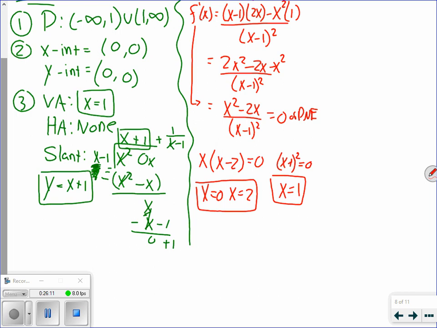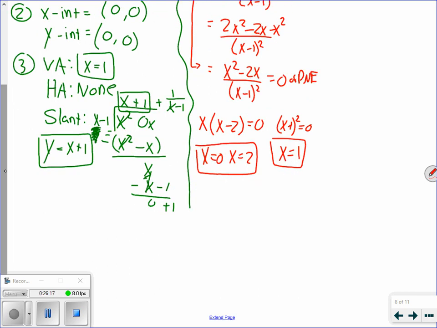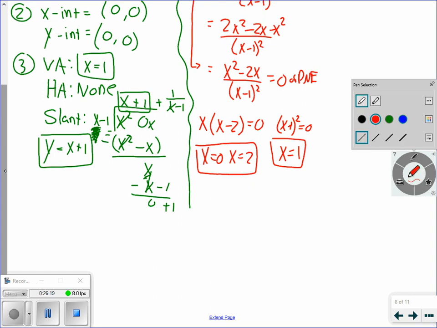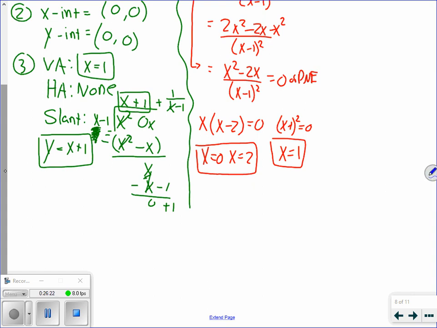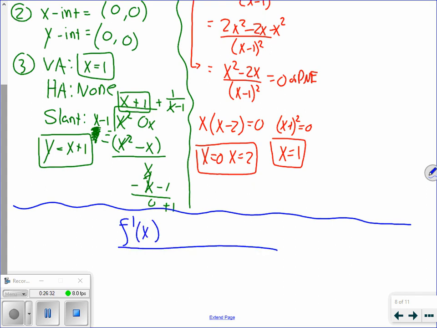So I'm going to put those on my number line, and we're going to look at what those critical points could possibly be. I'm going to do that in blue. So what we have is f prime of x. I'm going to put 0, 1, and 2. And we're going to test some points by plugging them into my derivative function, which is this function here. So maybe test like -1 and see what you get.